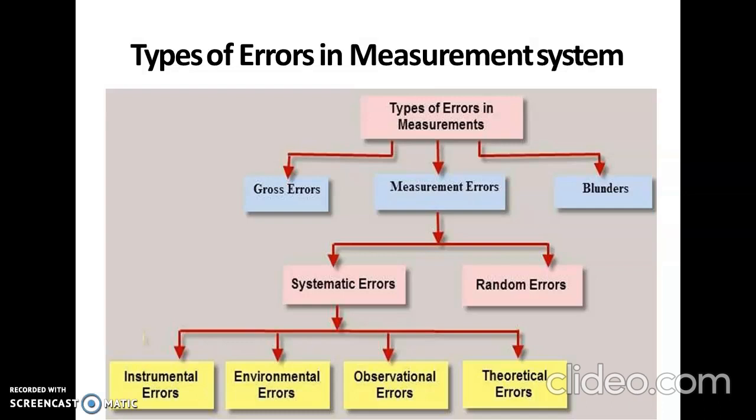Another one is environment error. The environmental error occurs due to some external conditions of the instrument. External conditions mainly include pressure, temperature, magnetic field, etc. Next is observation error. The observation error is due to wrong observations or readings on the instrument, particularly in case of energy or meter reading. This wrong observation may be due to parallax. That is called observation error.